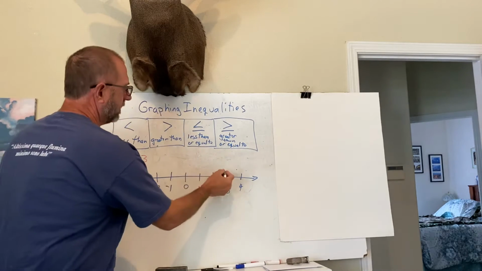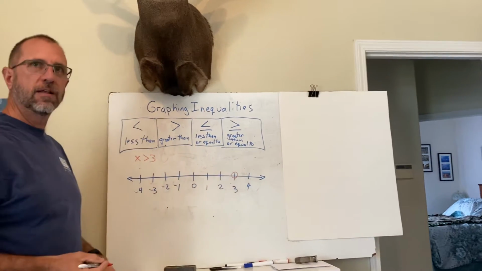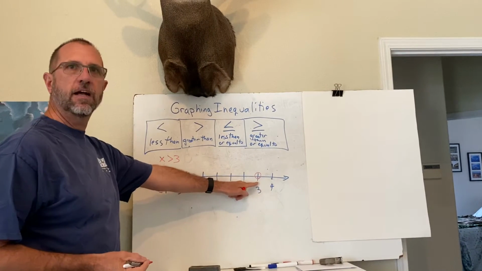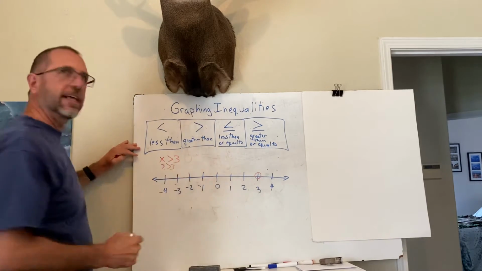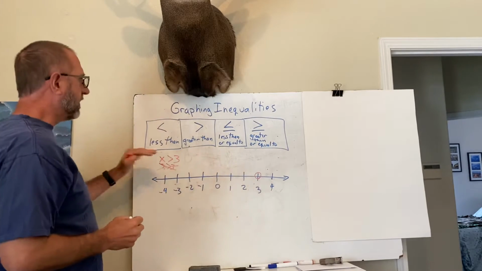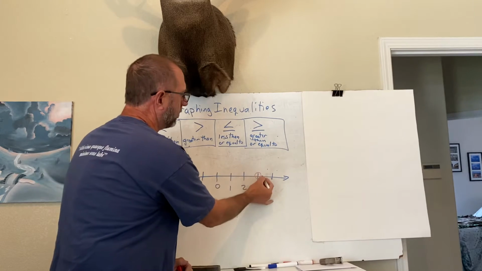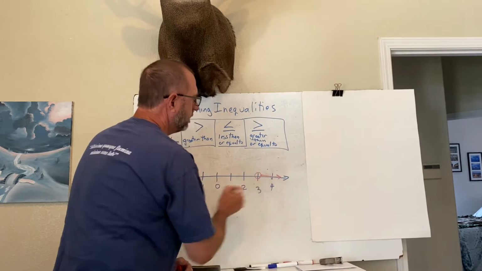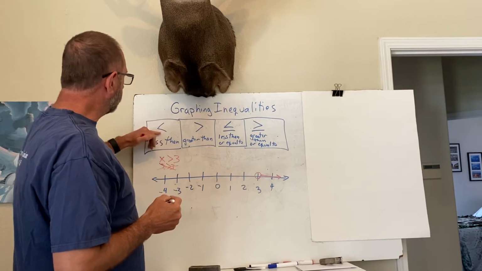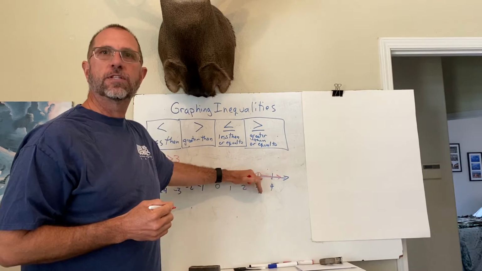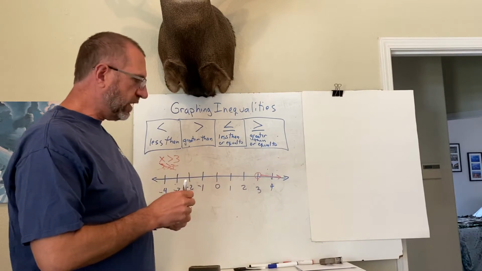So what we're going to do is come over here to 3. We're going to put an open circle because 3 is not a solution to that. Because if we plugged in 3, 3 is greater than 3 doesn't work, right? So it has to be greater than 3. So 3 is not acceptable here. So we have to put an open circle, and then we put a line with an arrow, okay? So if it is less than or greater than, you're going to have an open circle because the number itself is not a solution for that equation.